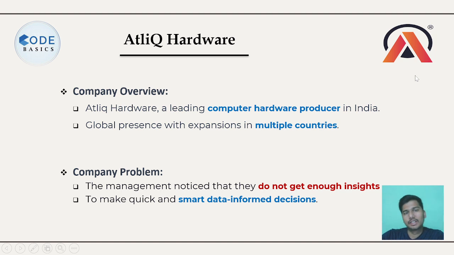Now talking about Atliq Hardware. It is a hardware company, a leading computer hardware producer in India. It has a global presence in many different countries. Company problem: the management noticed that they are not able to find insights to make quick and smart data-informed decisions.